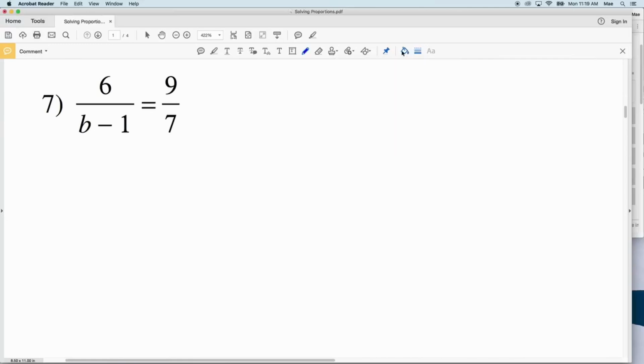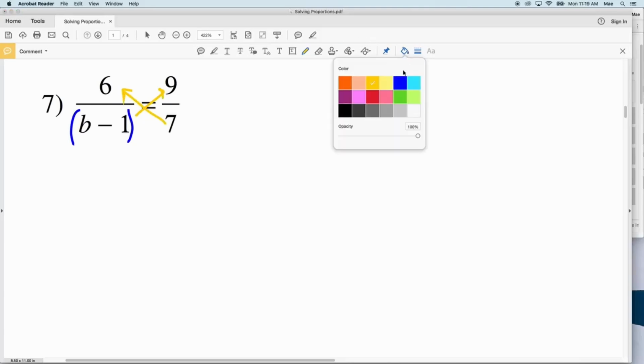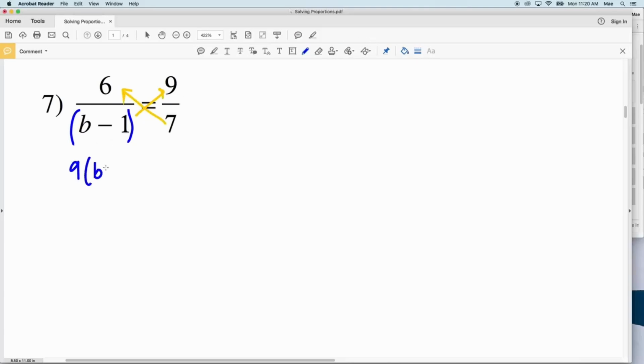Again, we're going to have to multiply the entire quantity, b minus 1, to the numerator of the other fraction, and then the denominator of 7 to the numerator of the other fraction. So b minus 1 gets multiplied to 9, and 7 gets multiplied to 6. Writing that out, we'll have 9 times b minus 1 equal to 7 times 6. We're going to distribute that 9, so the 9 gets multiplied to the b, and the 9 gets multiplied to the 1.